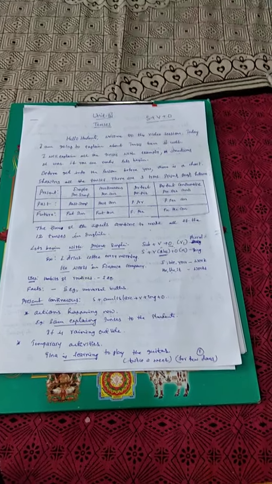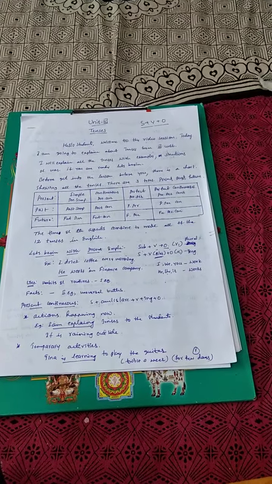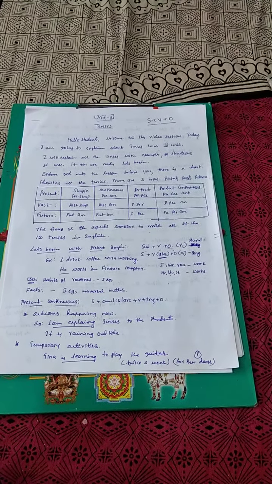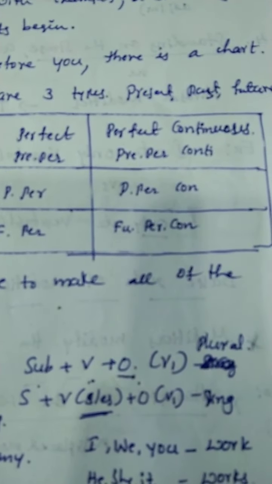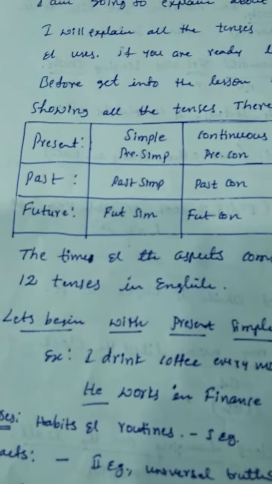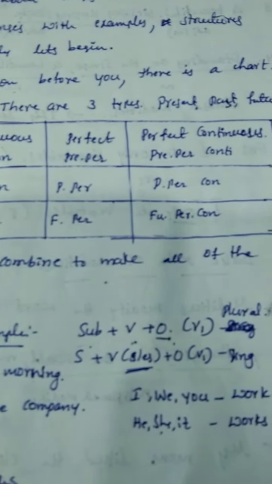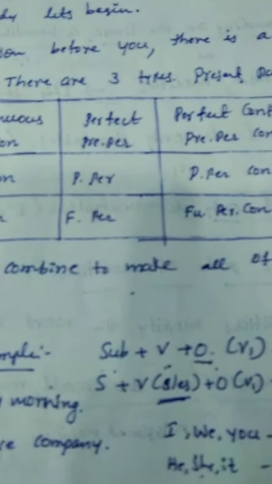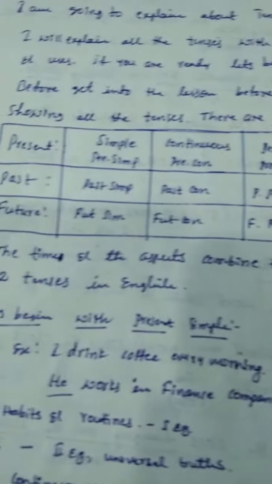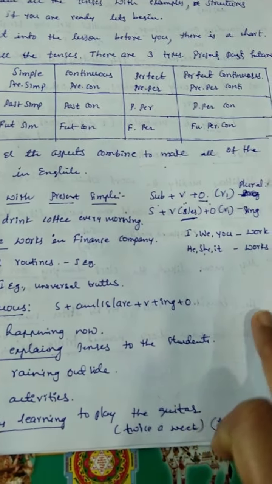As you know, there are three types of tenses: present, past and future. Again, these three tenses are divided into four tenses each. In present tense: simple present tense, present continuous tense, present perfect tense, present perfect continuous tense. Same in the past and future: past simple, past continuous, past perfect and past perfect continuous tense. Future simple, future continuous, future perfect and future perfect continuous tense. The time and the aspect combine to make all the tenses in English.